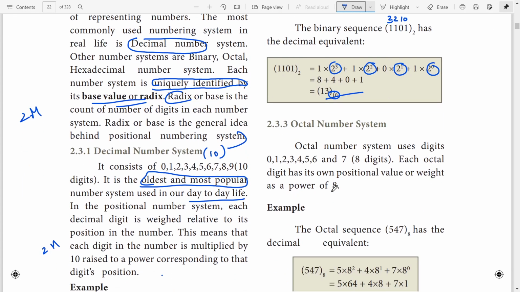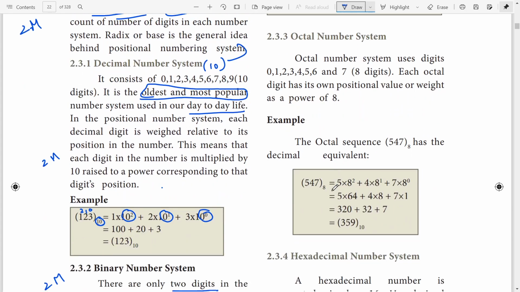Next one, octal. From the name itself, we can identify it as 8 values, from 0 to 7. Its positional value or weight has a power of 8. So 5 into 8 power 2, 4 into 8 power 1, 7 into 8 power 0. Octal can be converted into decimal.